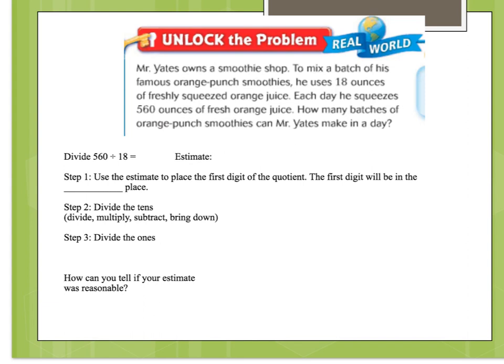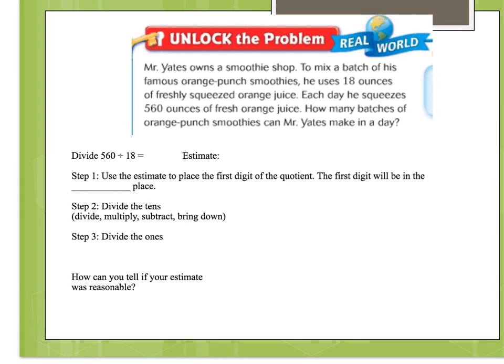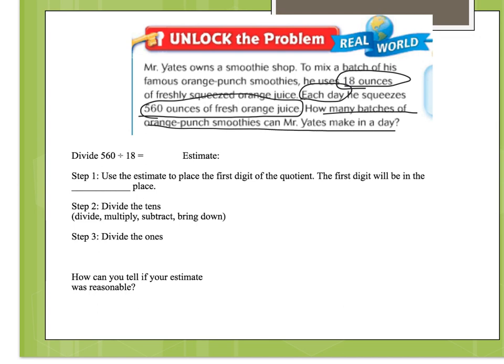Well, I'm going to circle some important information here. That's 18 ounces of freshly squeezed orange juice and 560 ounces of fresh squeezed orange juice. I'm going to circle each day because that's important to know. I'm going to underline how many batches of orange punch smoothies can Mr. Yates make in a day, because that's my question. And that question lets me know I have to divide.